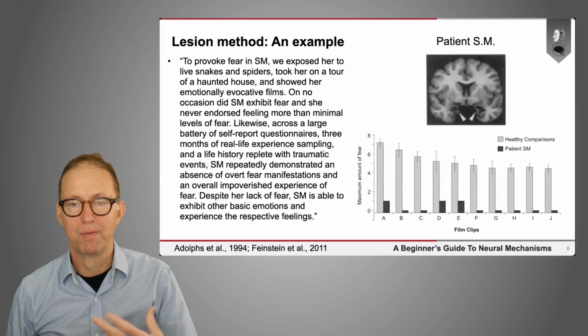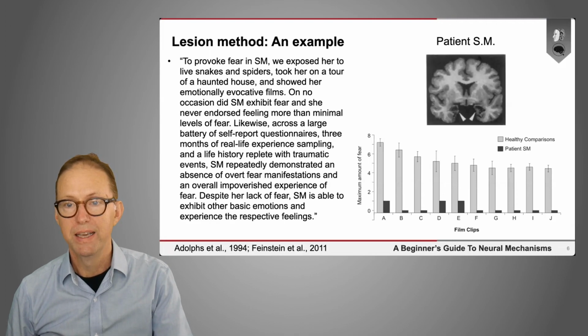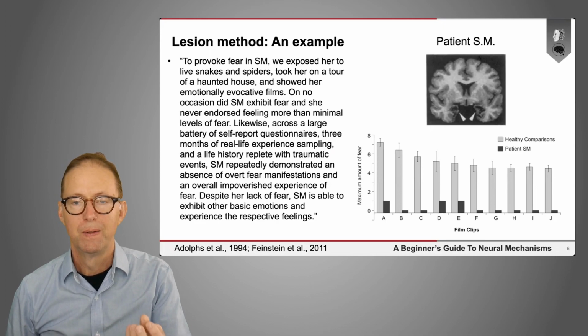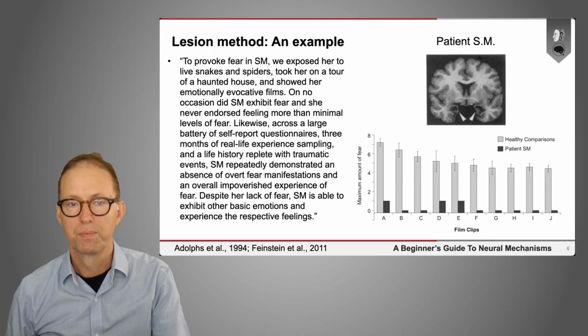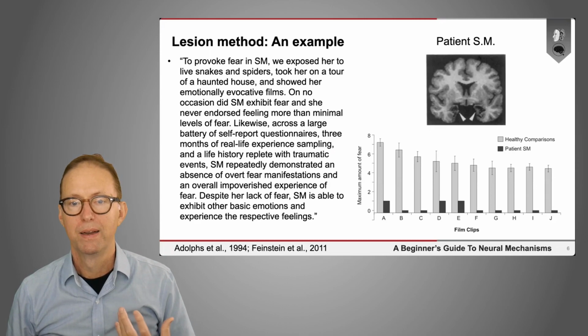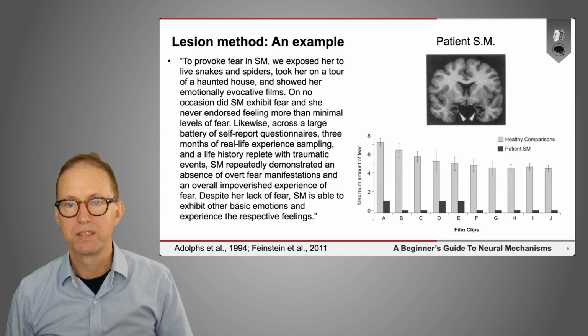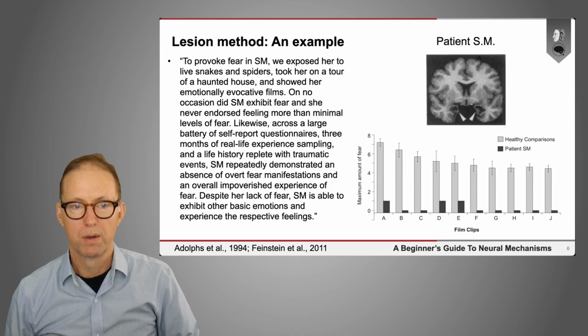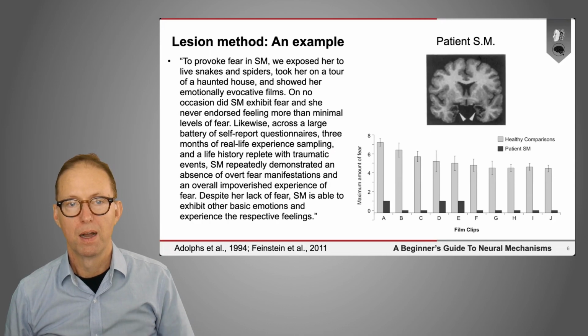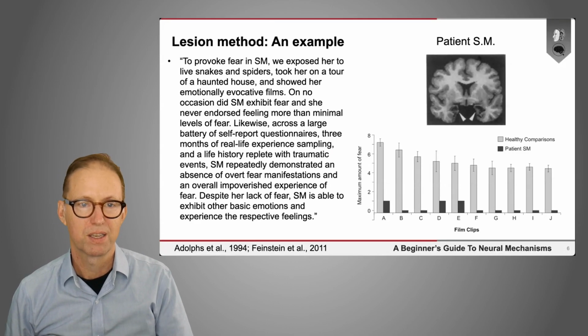Here's an example of more recent work. This is from a patient known by the initials SM. This patient suffers from a disorder called Urbach-Wiethe syndrome that leads to relatively selective degeneration in the amygdala in both hemispheres. What's known about these patients is that they seem to lack the normal amount of fear. This is a quote from the work by Ralph Adolphs and colleagues, where they talk about exposing SM to live snakes and spiders, taking her on a tour of a haunted house and showing her emotionally evocative films.